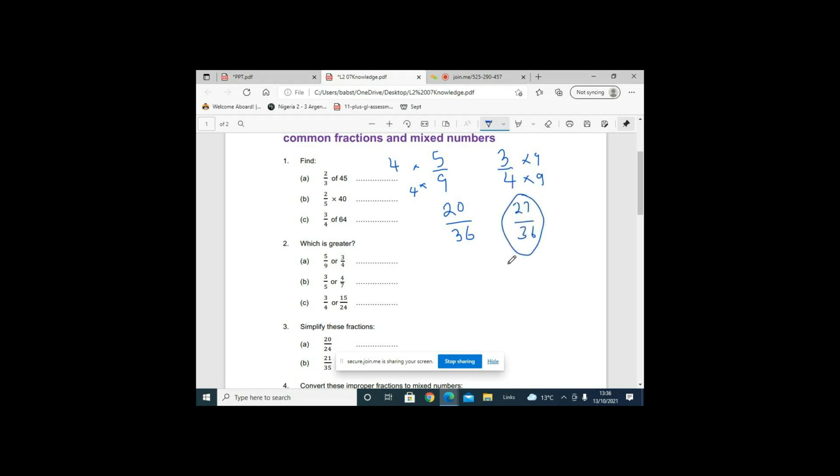I didn't do mine that way. This is what I did. I find the LCM and I said 9 into 36, which is 4. 4 times 5, 20. Same thing too: 4 into 36, which is 9. 9 times 3, 27. That's it, the same thing too.